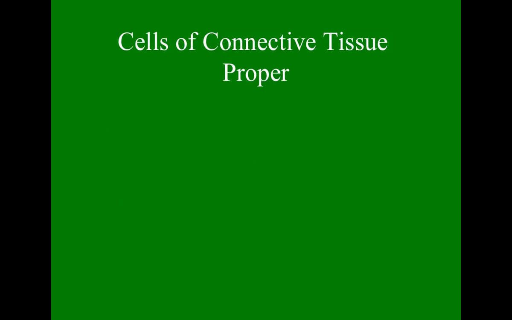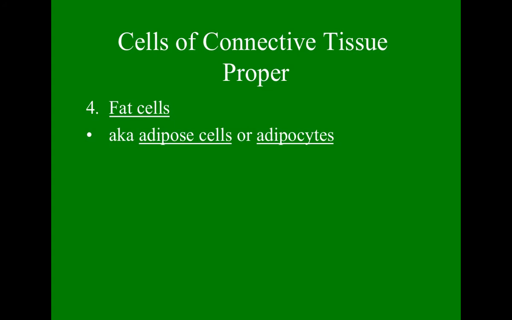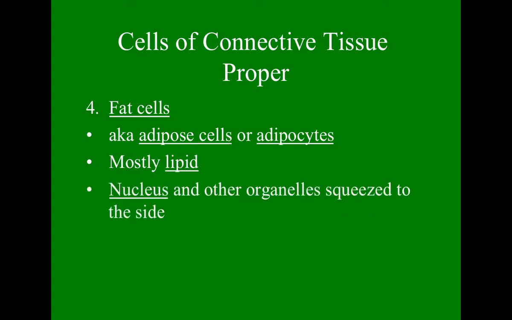The fourth type of cell are the fat cells. These are sometimes called adipose cells or adipocytes. Mostly these are filled with lipid. And these, in fact, are so packed with lipid that when we look at them under a microscope, it looks like the cells are actually empty. What is happening is because there's so much lipid present, the nucleus and the other organelles get squeezed to one side of the cell.